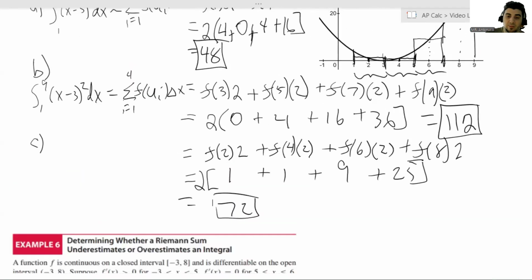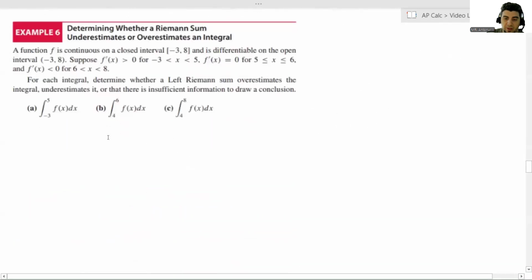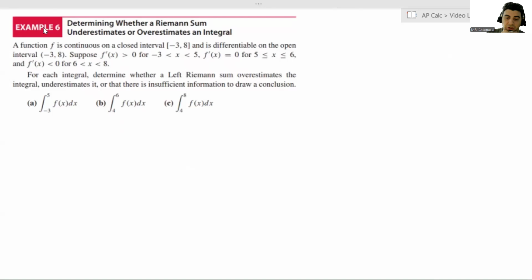Okay, so depending on the behavior of the function, we may be able to determine whether an approximation is an underestimate or an overestimate of the true value of the definite integral. So here we have a couple hypothetical scenarios. A function is continuous on a closed interval -3 to 8 and is differentiable on the open interval -3 to 8. Suppose f prime is positive between -3 and 5.